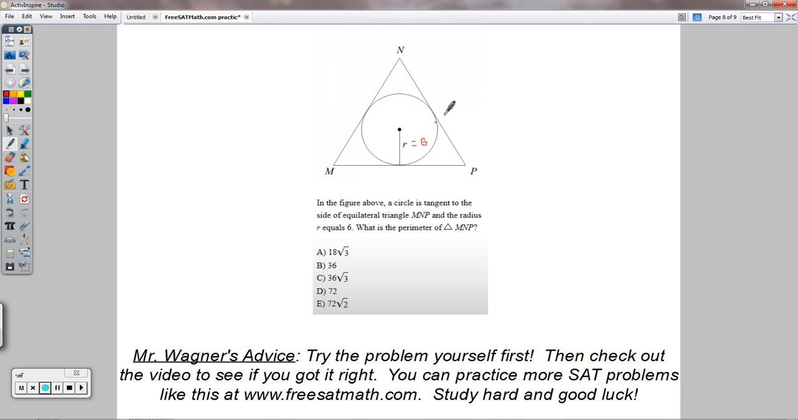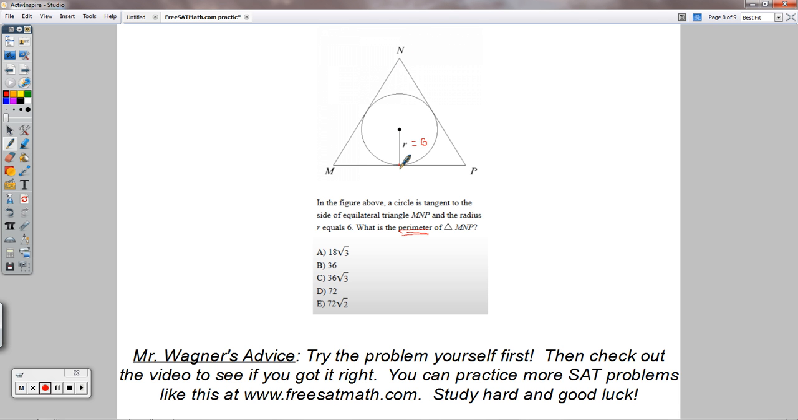This is 6. I know that this triangle is equilateral, meaning that this would be 60 degrees here, here, and here. That could be important. What is the perimeter of MNP? So what's the perimeter of that equilateral triangle?